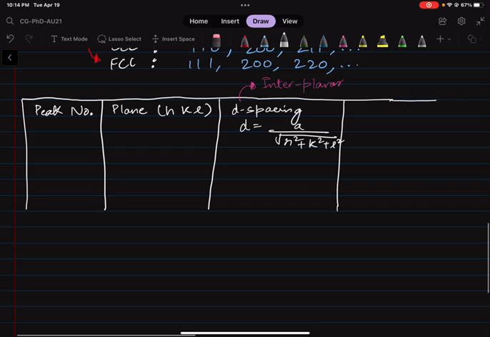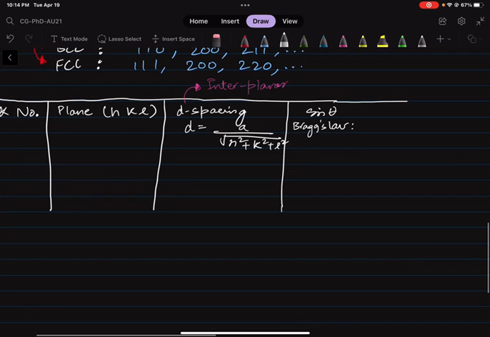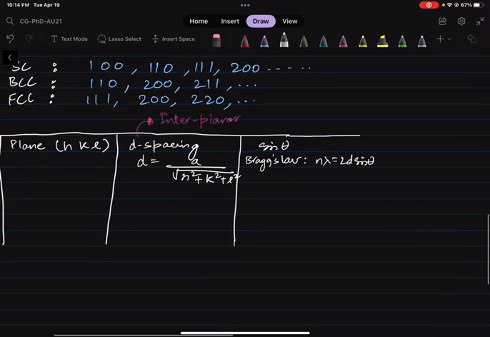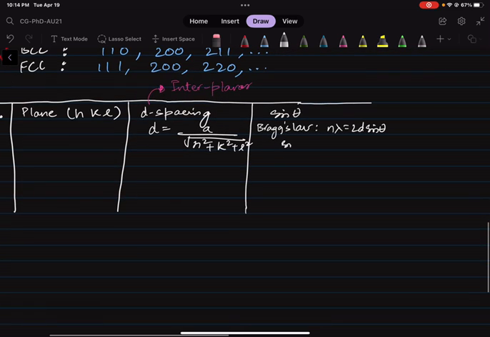And then the next column can be sine theta. And what we'll use here is Bragg's law, which is n lambda equals 2d sine theta. So your sine theta, or this column value, will just be lambda over 2d. Now, quick note here, you can take the n value as 1.